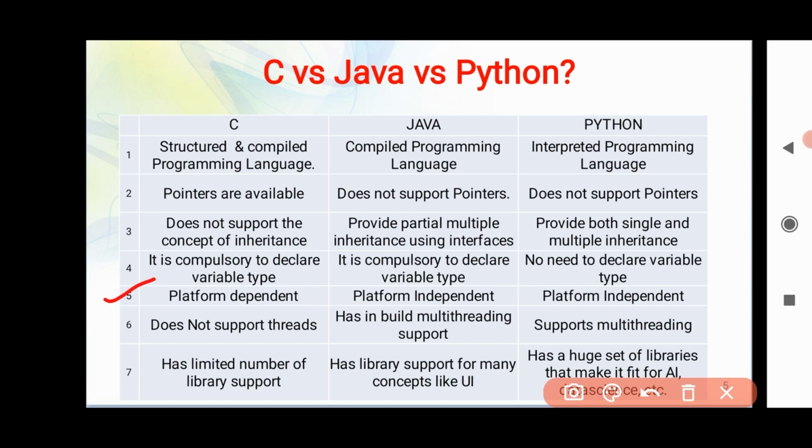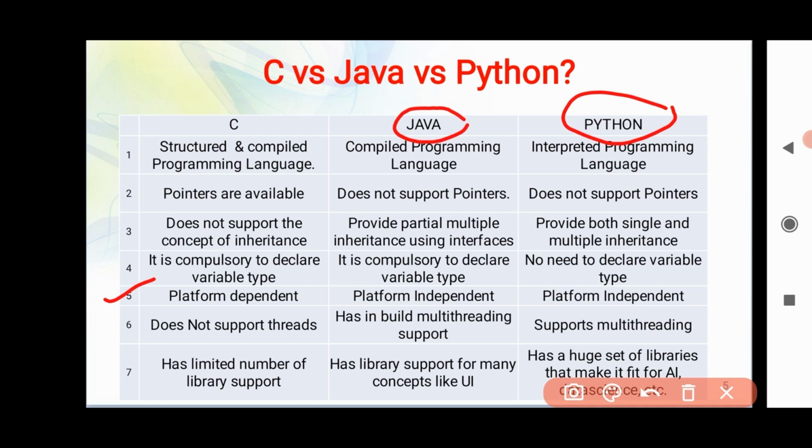But coming to Java and Python, they are completely platform independent. That means a program can be written anywhere and executed anywhere. It doesn't matter whether you are working on the same system or not. Directly you can jump from one system to another system, that means from one operating system to another operating system. That is what is called the platform independent feature.